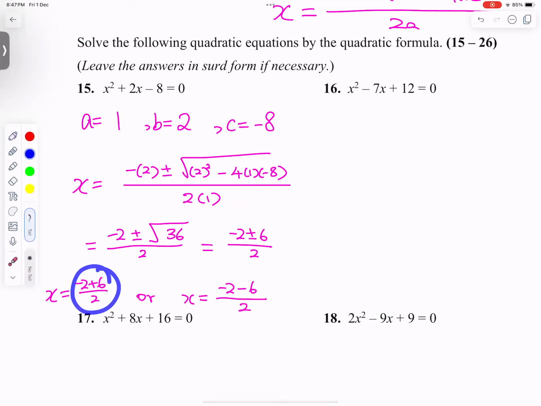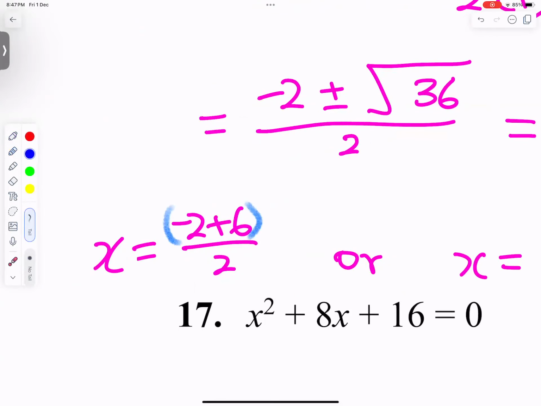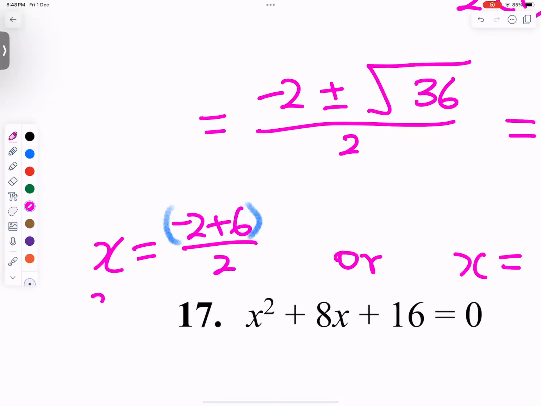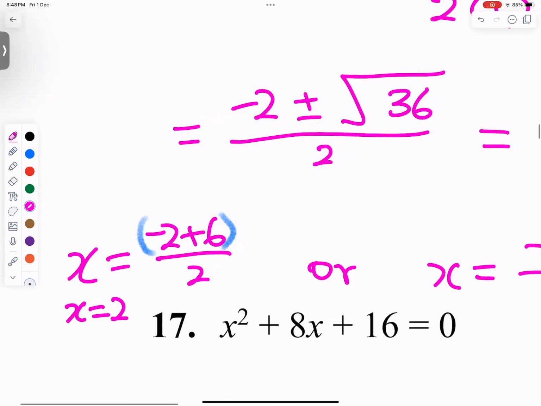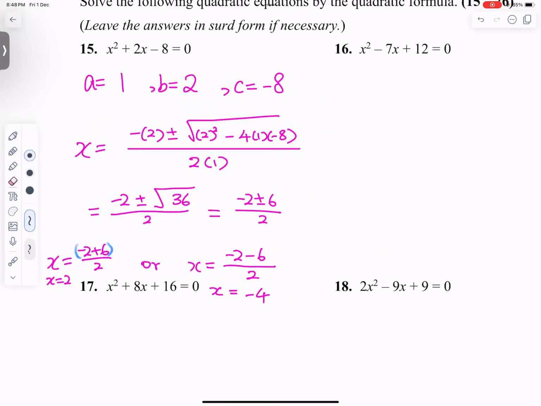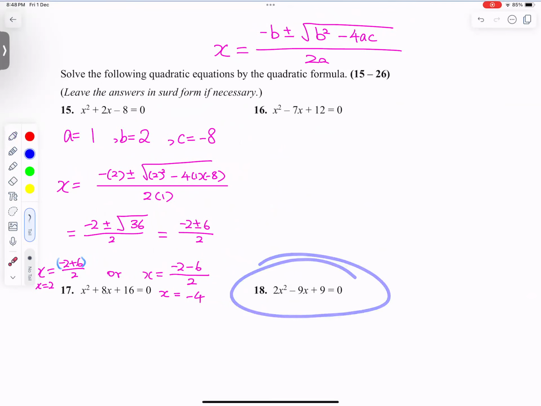Since they are all numbers without any square roots, you can also click in calculator. But when you click this in calculator, since it's more than one thing on top, better put a bracket. Without bracket, it will be wrong. So either put a bracket or calculate that first and then over 2. That is also fine. X equals 2 and negative 4. Yep, negative 4. Okay. So can you do question 18?